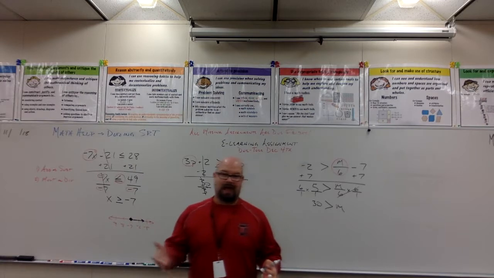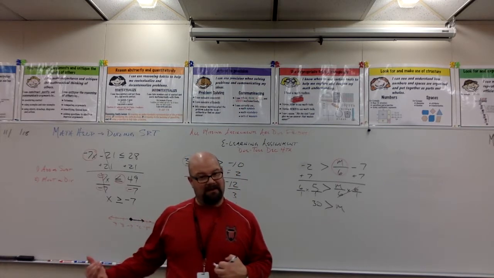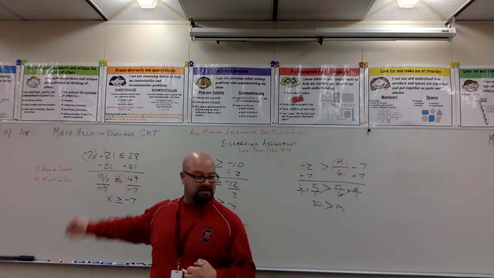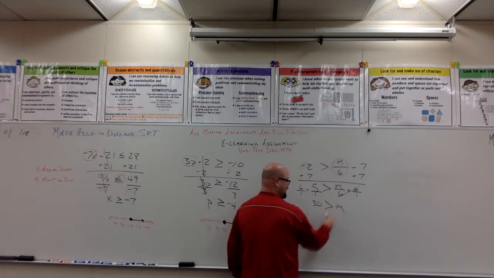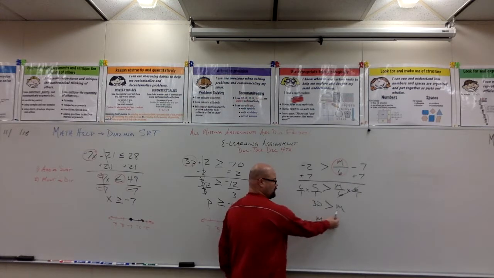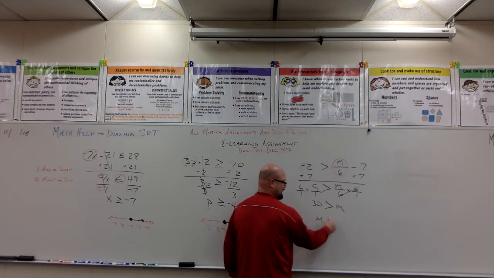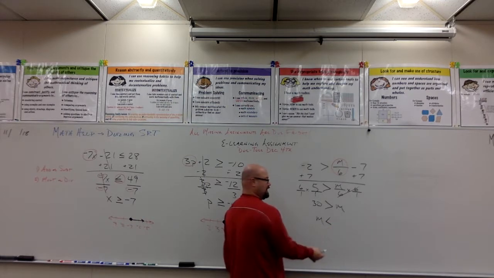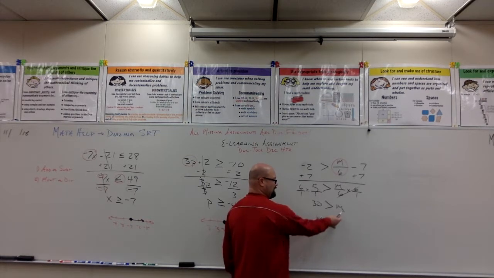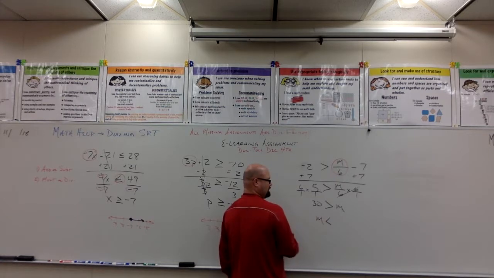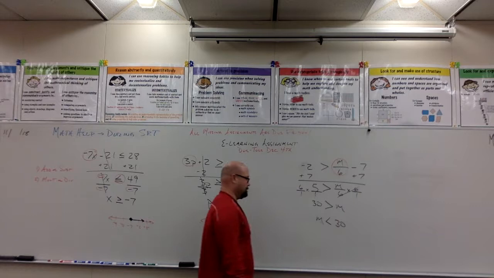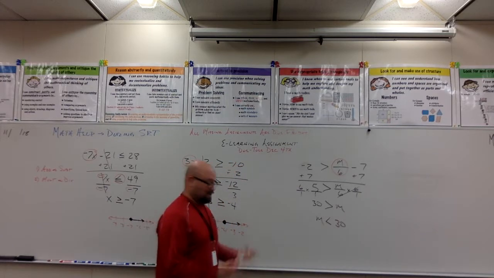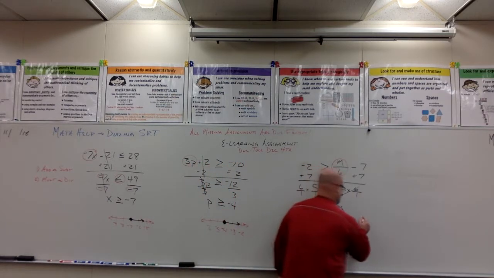All right, so now what we talked about earlier when we went through our steps over here: I never want my variable on the right-hand side, so we just need to rewrite it with the variable on my left-hand side. So m is less than, so we're not changing anything, we're just writing the same thing down with my variable on the left-hand side. So m is less than 30. Okay? Last step, graph it.